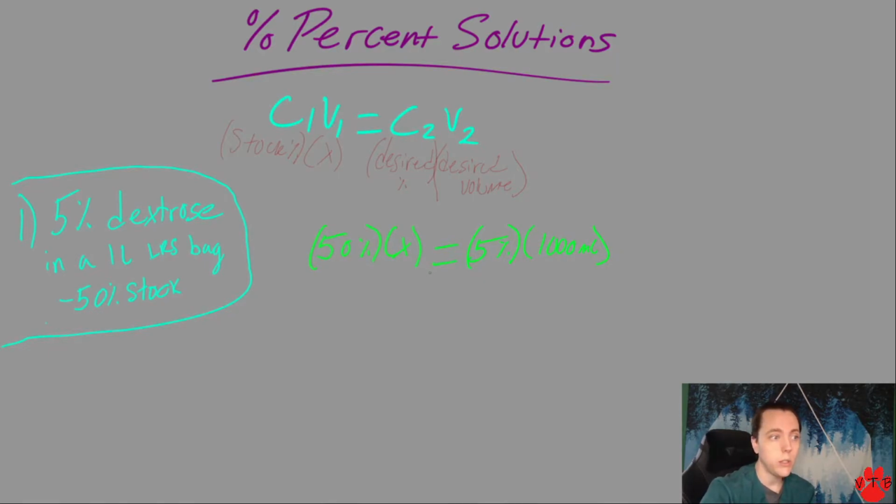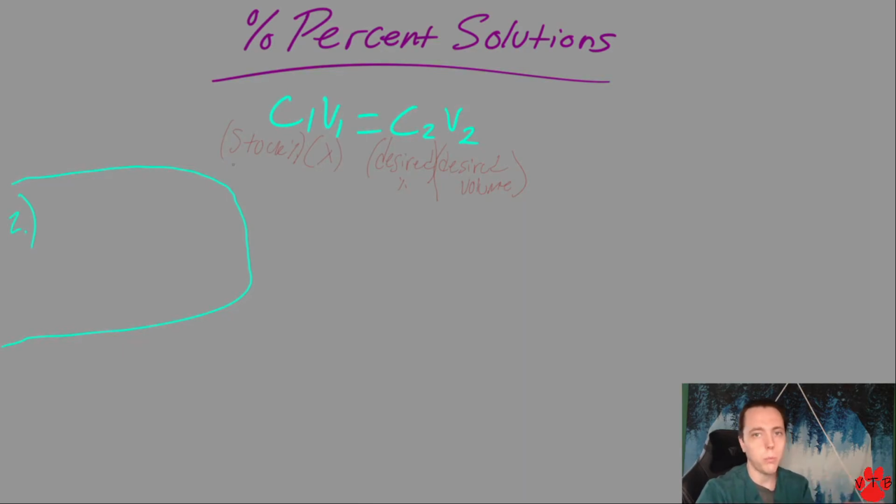At this point, we need to treat this like every other math problem and isolate X, correct? In order to do that, we need to divide both sides of this by 50%. And this is where our order of operations comes into play, PEMDAS. So we do the parentheses first: 5 times 1,000 equals 5,000, over 50%, and then you divide 5,000 by 50, and that equals 100 mLs. So with this answer, we know that we have to add 100 mLs of a 50% solution into a 1 liter bag to get 5%. And remember to remove what you add.